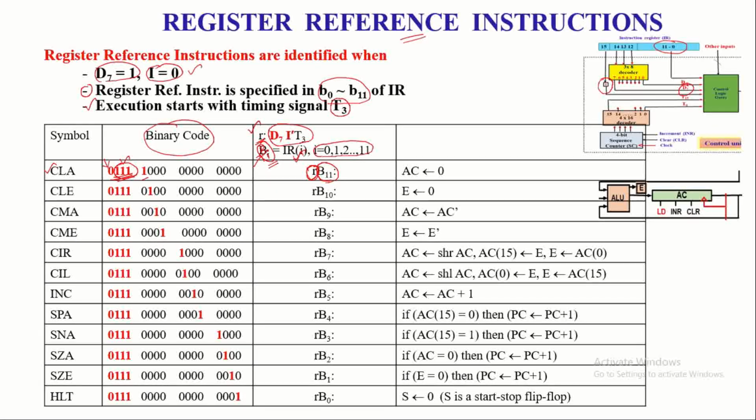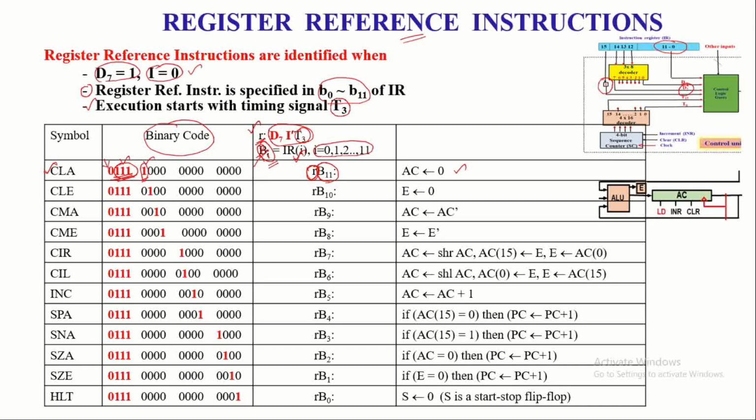And here you can see the 15th bit of the instruction is set to 0 in such a case, during the timing signal T3, D7 will be active, I will be equal to 0. Then bit value 11 is also set to 1, so in such a case it will perform the operation clear accumulator. Now, when this instruction is executed, it will clear all the values in the accumulator.